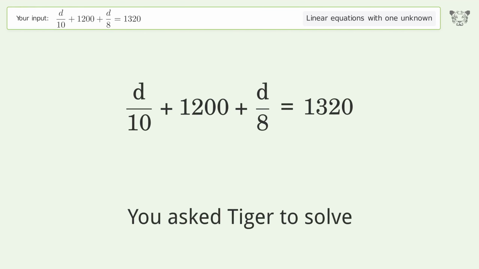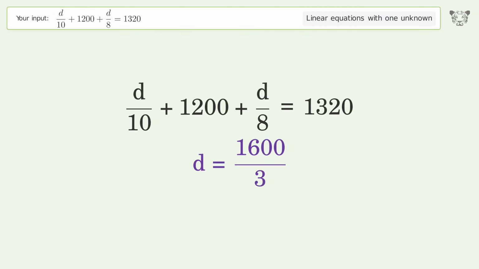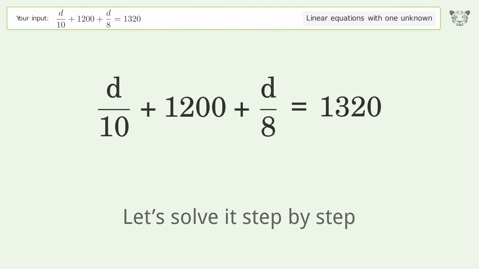You ask Tiger to solve. This deals with linear equations with one unknown. The final result is d equals 1600/3. Let's solve it step by step.